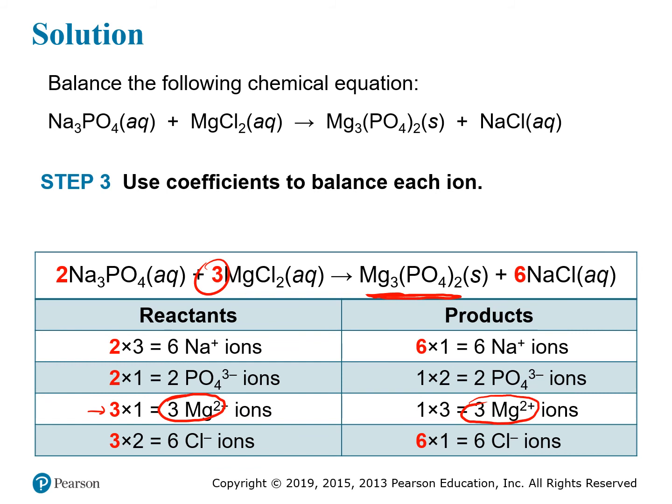And so we're good. Then if we want 2 phosphates, we have 2 phosphates on the right-hand side, so we need to put this 2 here in front of the formula with phosphate in it. That changes this to a 2, and so we end up with 2 phosphates. So this has allowed us to balance the phosphate and magnesium ions. Those are done, at least for now.